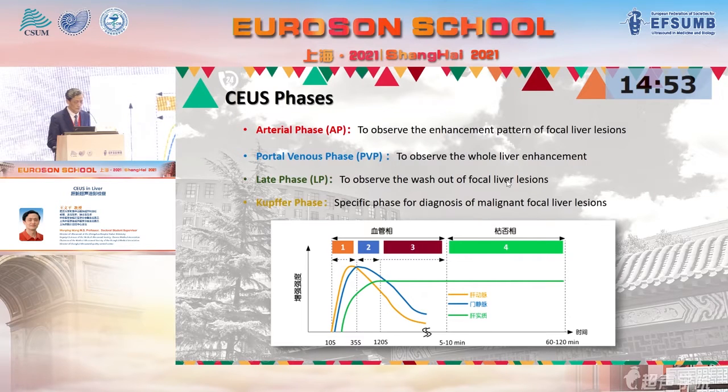CEUS has three phases. The arterial phase is to observe the enhanced pattern of focal liver lesions. The portovenous phase is to observe the whole liver enhancement. The late phase is to observe the washout of the focal liver lesions, and it is the key phase for diagnosis of malignant focal liver lesions. These are the three CEUS phase manifestations.